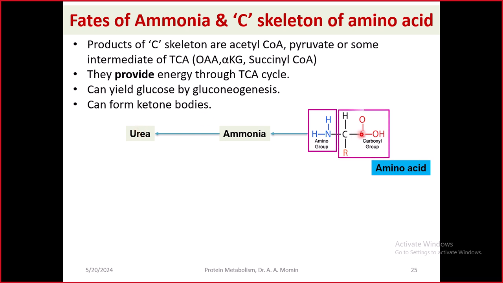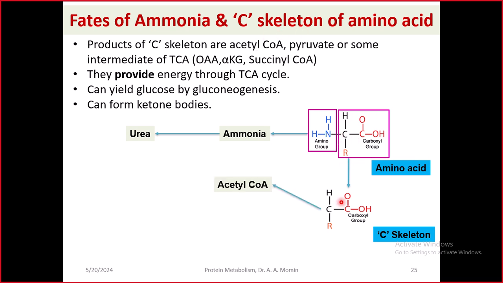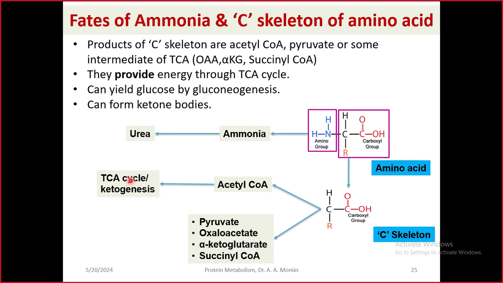The second is the functional group, or whatever structure remains of the amino acid. So R is the side chain, then the central carbon, the second functional group, and fourth is hydrogen. The remaining structure of the amino acid is called the carbon skeleton. This carbon skeleton has various fates. It can be converted to acetyl-CoA. This acetyl-CoA may enter the TCA cycle and produce energy, or it may take part in ketogenesis, the synthesis of ketone bodies, as it is a precursor.